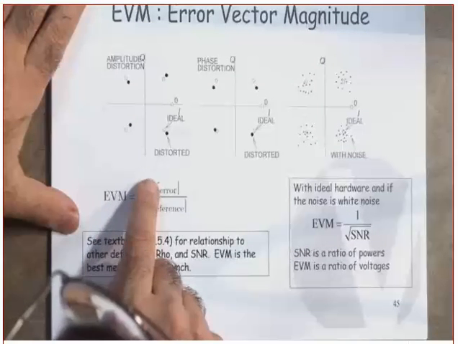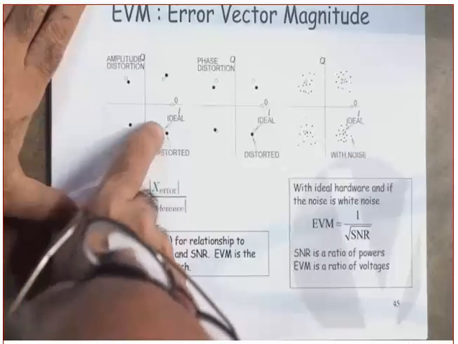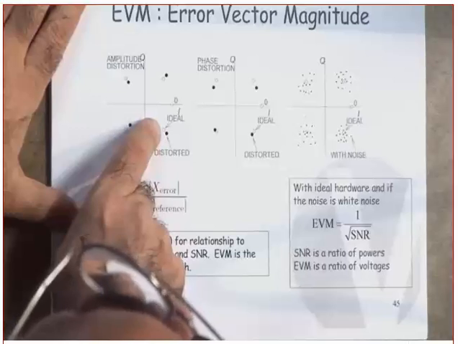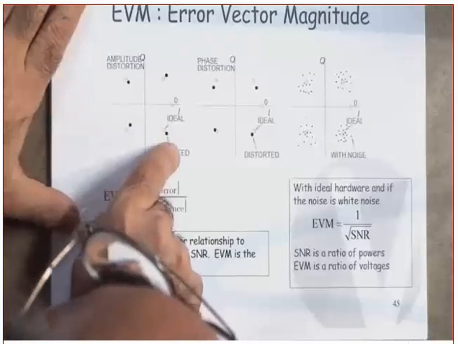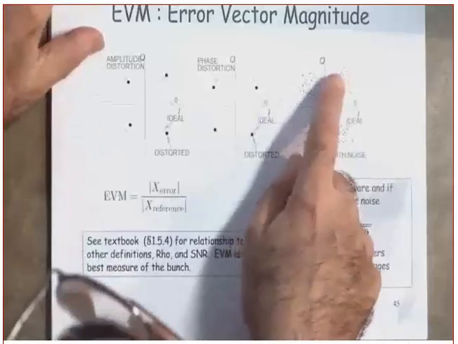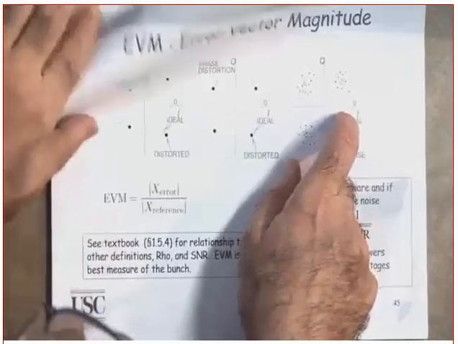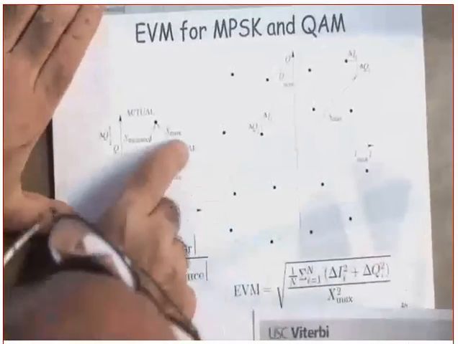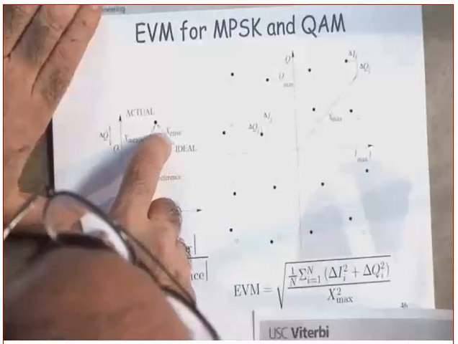EVM is the absolute value of what? Where is the ideal here? This is the ideal. Clear? This is the amplitude distortion. This is the phase distortion. This is what? With the noise. All of them resulted in what? In the moving of this point to where?